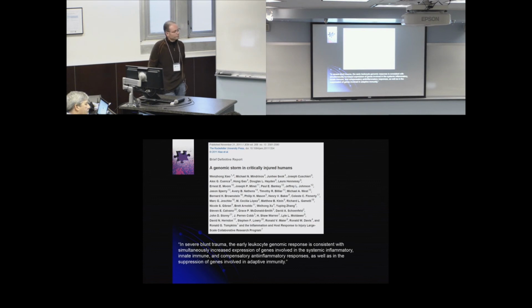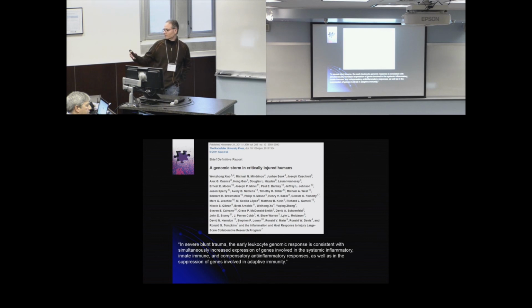this really great paper was published from the Trauma Glue Grant Consortium, which is a large-scale, multi-center consortium that involved Pitt. Tim was one of the collaborators. Jim was one of the collaborators. This was one of their conclusions. It said, and if you look at this, in severe blunt trauma, the early leukocyte genomic response is consistent with simultaneously increased expression of genes involved in systemic inflammation, which is what I just showed you, and in compensatory anti-inflammatory responses, so both pro and anti, which I said before, and we can see in the dynamic network pictures, as well as suppression of genes involved in adaptive immunity.